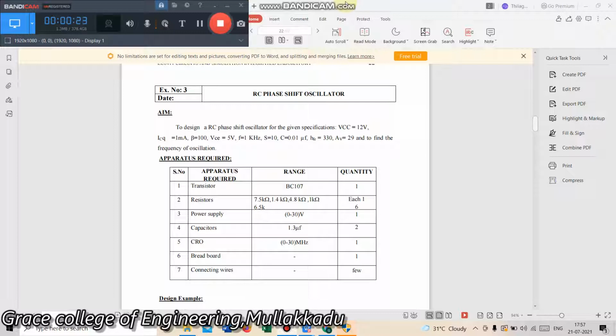To build the oscillator, the components required are transistor, resistance, power supply, capacitance, CRO, breadboard and connection wires. We can do the experiment in PSpice or Multisim software, or else we can do this with hardware components. Design example.